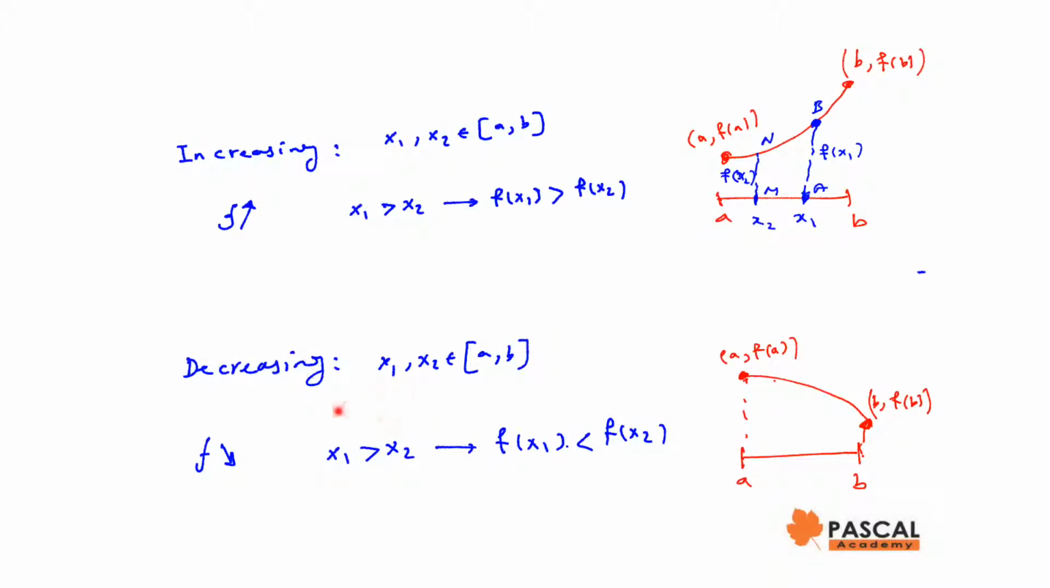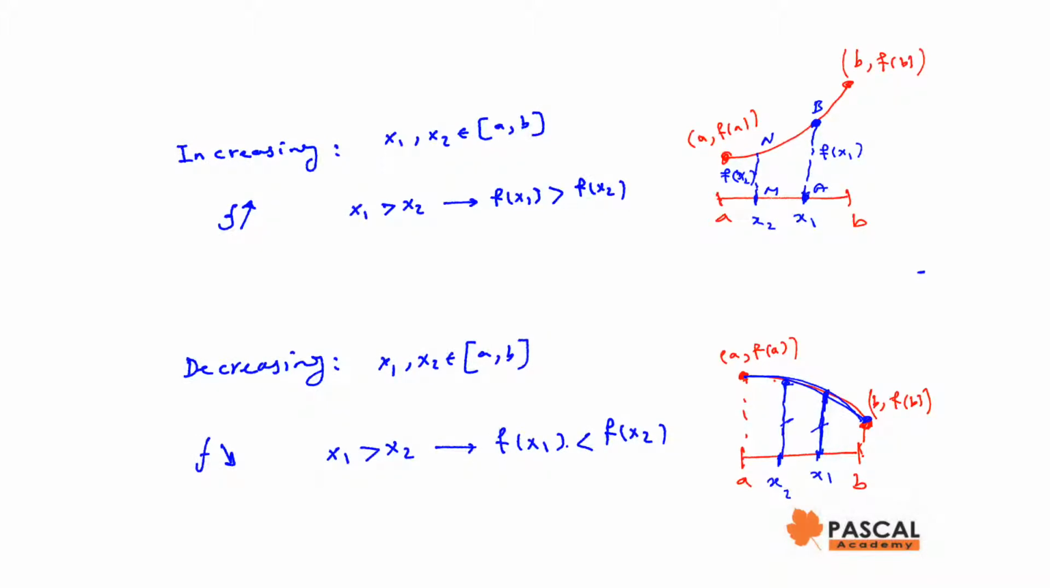Similarly, we say a function f is decreasing on the given interval (a, b) if for any two numbers x1 and x2, f of x1 is smaller than f of x2 whenever x1 is greater than x2. f of x1 is smaller than f of x2 for any x1 and x2 with this property, x1 greater than x2. Therefore, this graph represents a decreasing function.